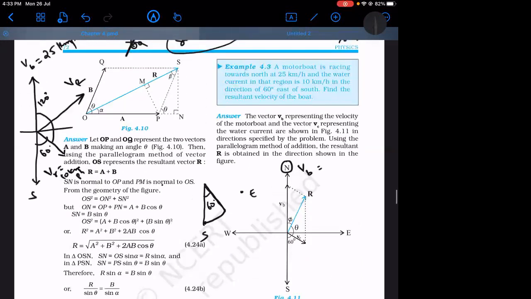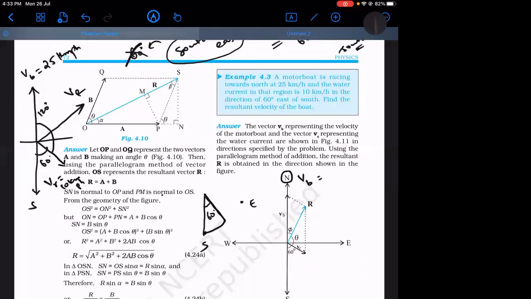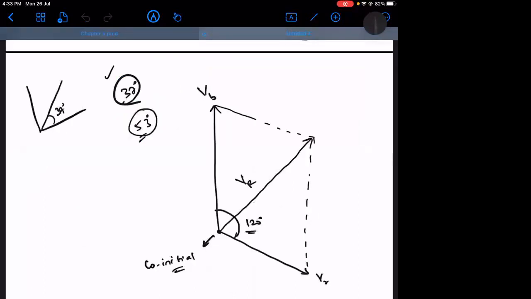Now what are they asking? Second point, find the resultant velocity of the boat. So they are concerned about direction also. So how to find the direction? The formula which we told before. What is it? Tan alpha. So which one you want to take? This one will be taken as alpha. So tan alpha will be equal to VB sine 120 divided by VB plus VR.